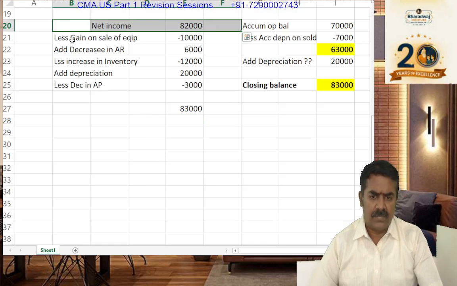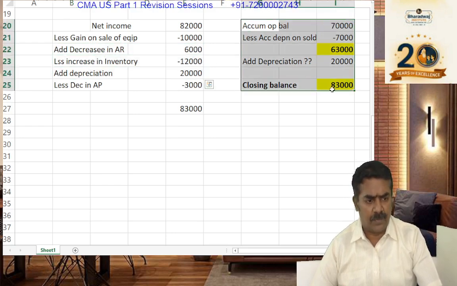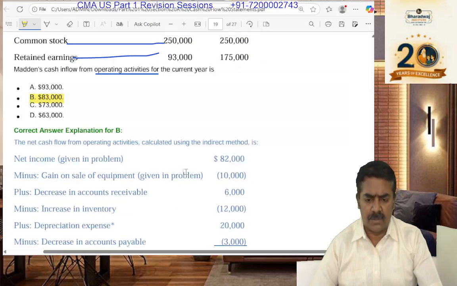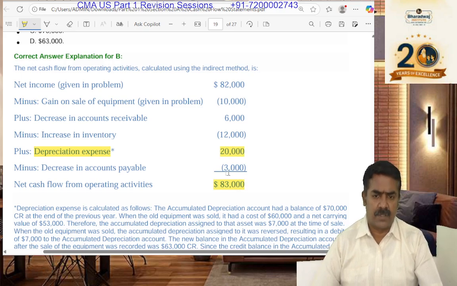Net income, gain on sale of equipment, no problem. Decrease in accounts receivable, we'll add because money comes in. Increase in inventory, money goes out, so minus. Depreciation alone, you have to be a little careful and work out. Then decrease in accounts payable, work it out, 83,000 we get. Depreciation expense, how much? 20,000. Cash flow from operating activities, how much? 83,000.